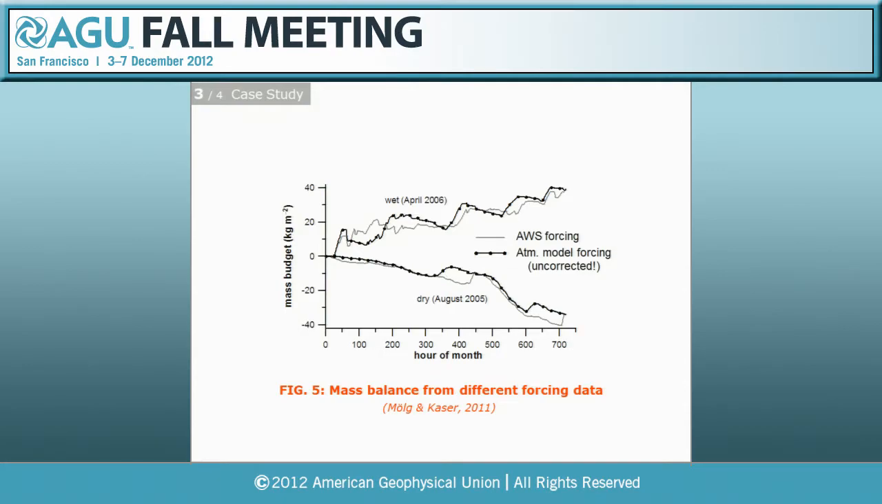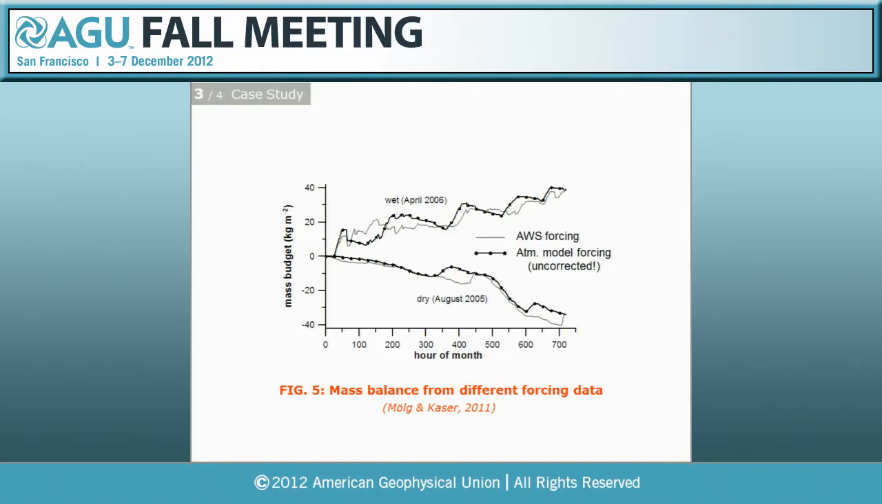Two different forcing data sets, one time from atmospheric weather station measurements and the other time from atmospheric model output, uncorrected. And of course there are discrepancies on the daily scale, but the overall pattern, as well as the magnitudes, are in rather good agreement. And that was the first positive aspect of the whole story.